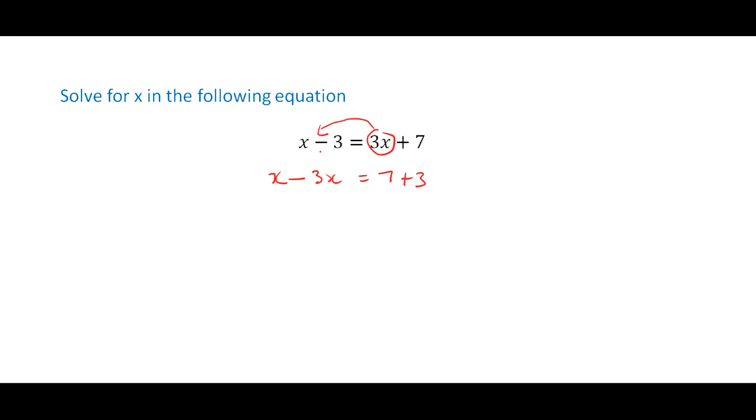The minus 3, we're gonna put it on this side. It becomes plus 3. So x minus 3x gives me minus 2x. And 7 plus 3 gives me 10. In order to get rid of this minus 2, I need to divide both sides of the equation by minus 2. So 10 over minus 2, therefore x is equal to minus 5.